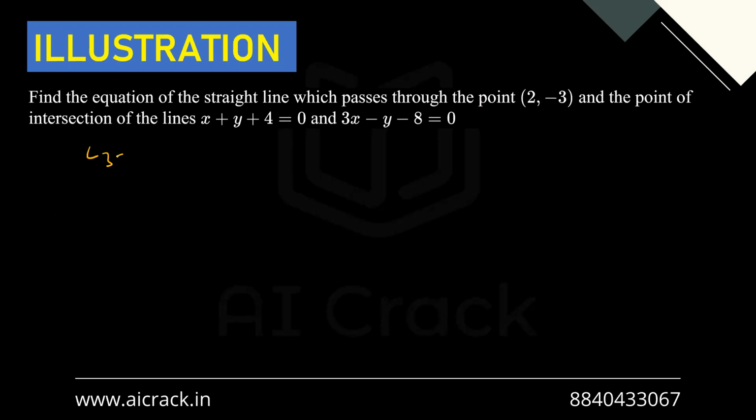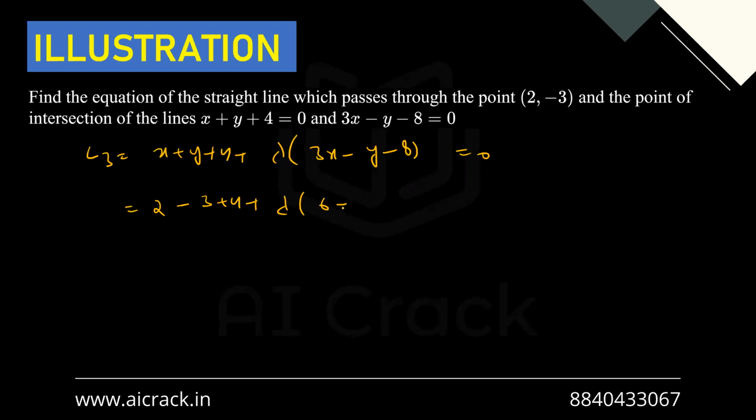So I'll be writing L3 as x plus y plus 4 plus lambda times (3x minus y minus 8) equals 0. So this is our L3 line, and now this point is satisfying this line. So basically that would mean 2 minus 3 plus 4 plus lambda times (3 into 2, that is 6, minus of minus 3, that would be 3, and minus 8). So 6 plus 3 is 9 and minus 8, so that is nothing but 1, and this one is 2 minus 3, so basically this is minus 1 and plus 4, that is 3. 3 plus lambda equals 0. So basically that gives me lambda equals minus 3.